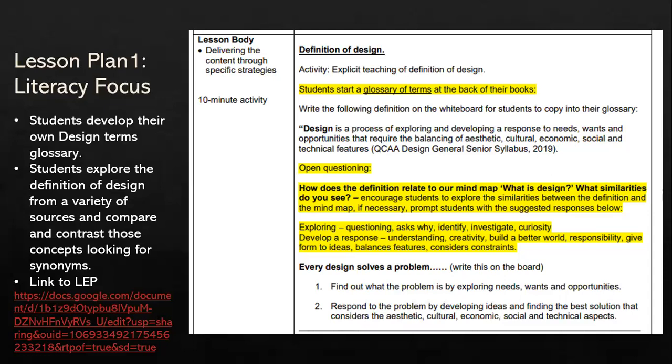Lesson 1 concentrates on literacy, one of the three skill sets, along with numeracy and 21st century skills that underpin the senior syllabuses. To quote from the syllabus, literacy is the set of knowledge and skills about language and text essential for understanding and conveying design content.